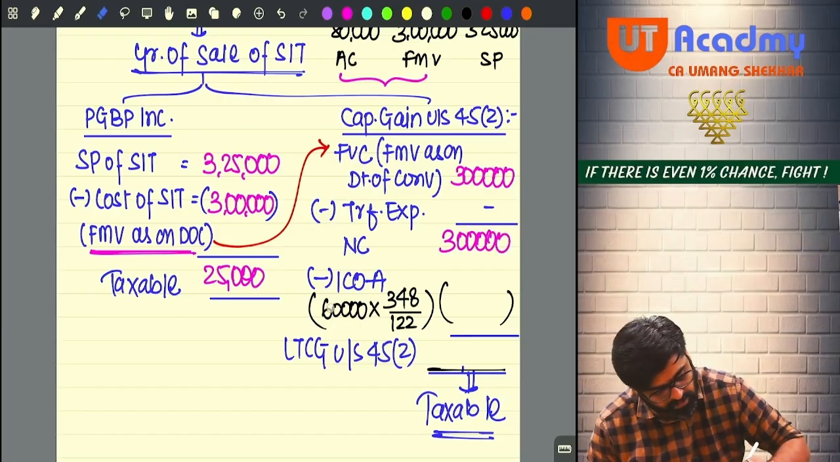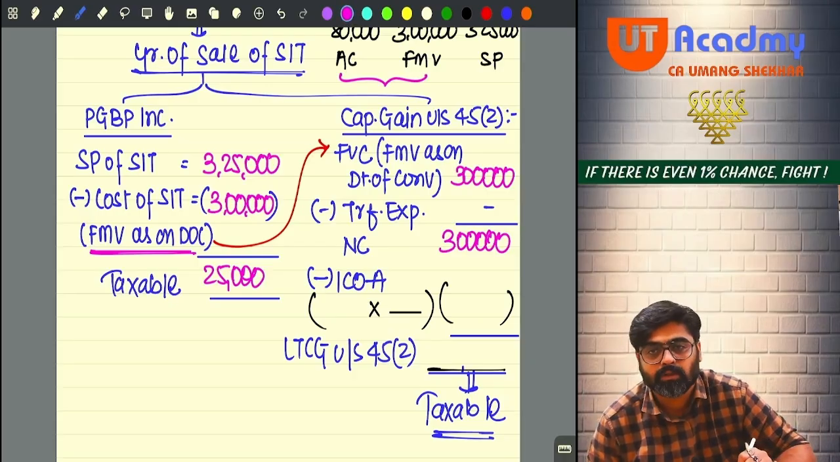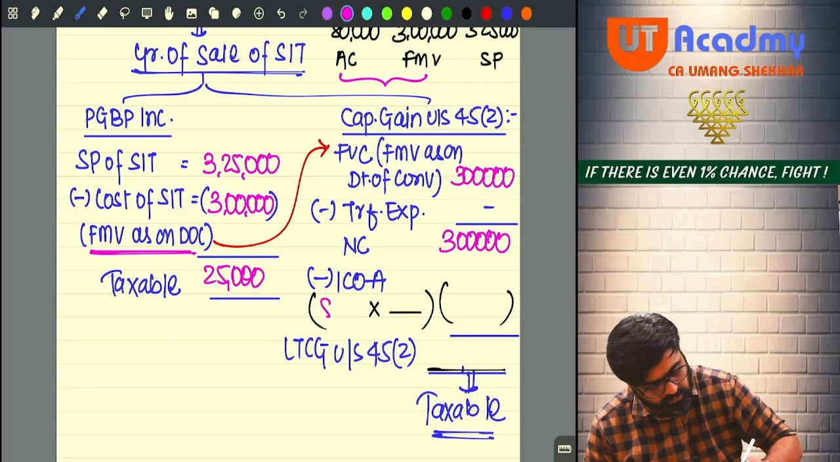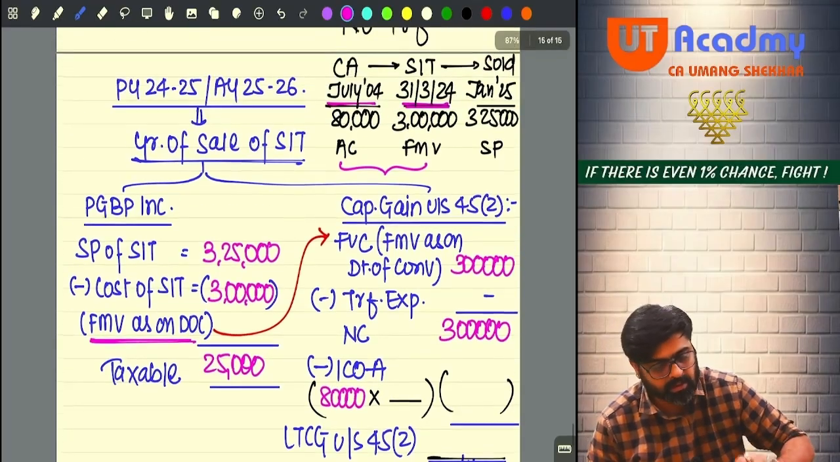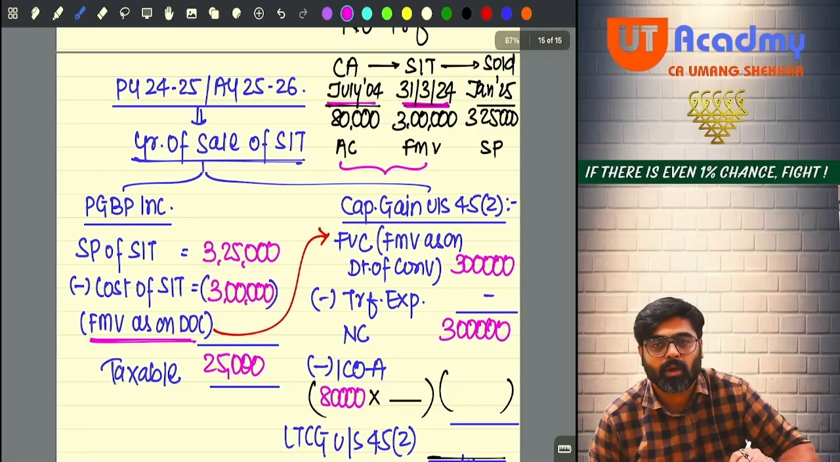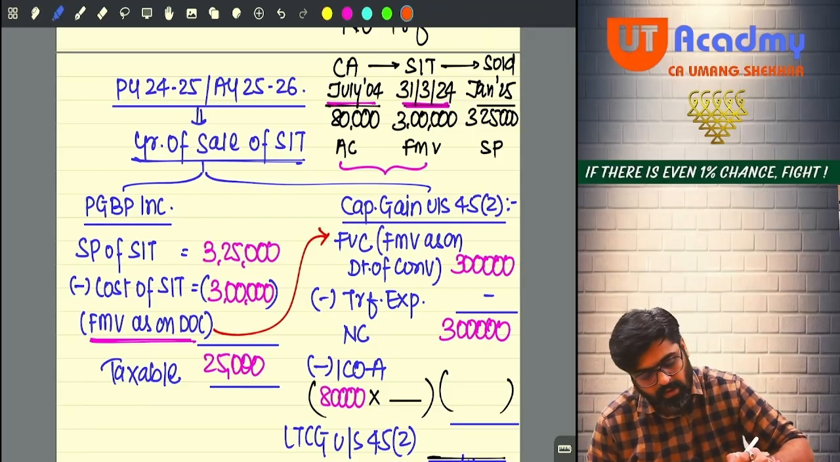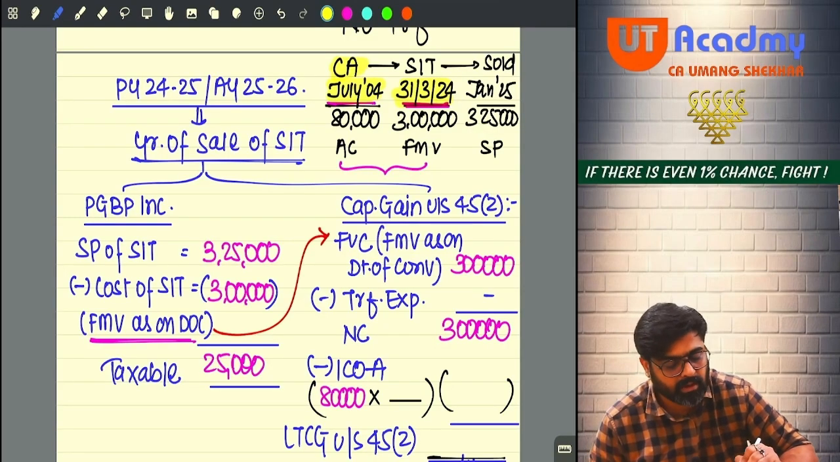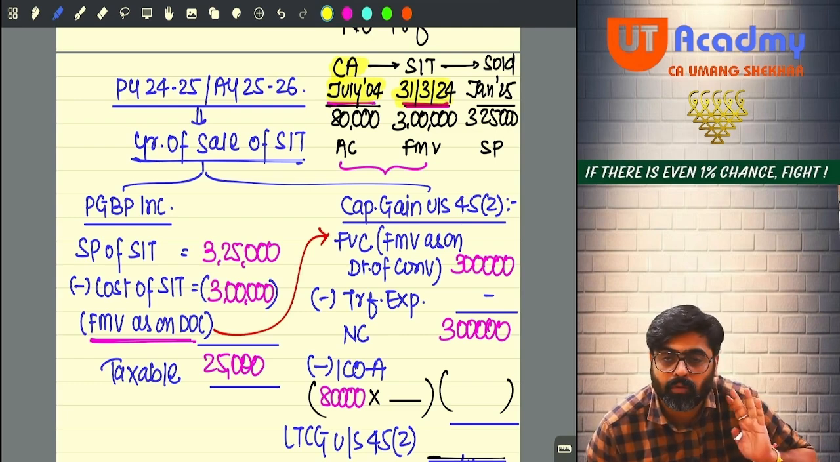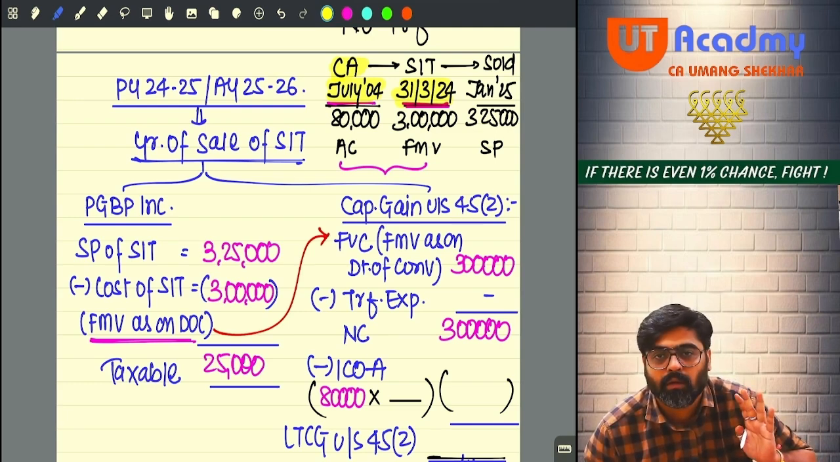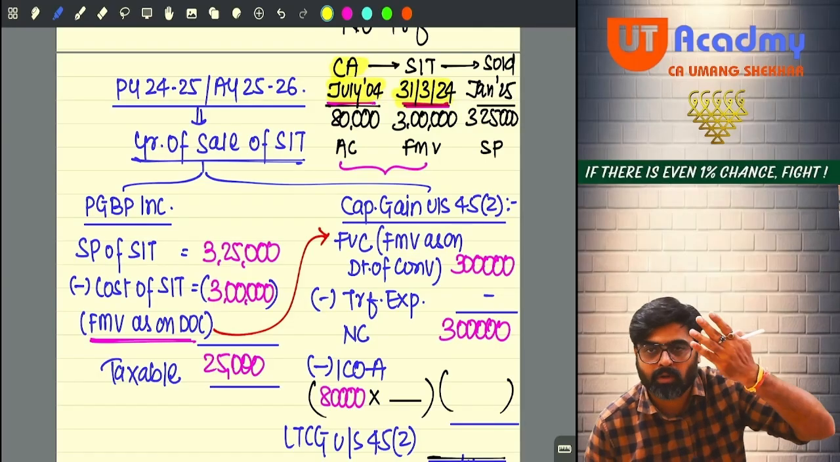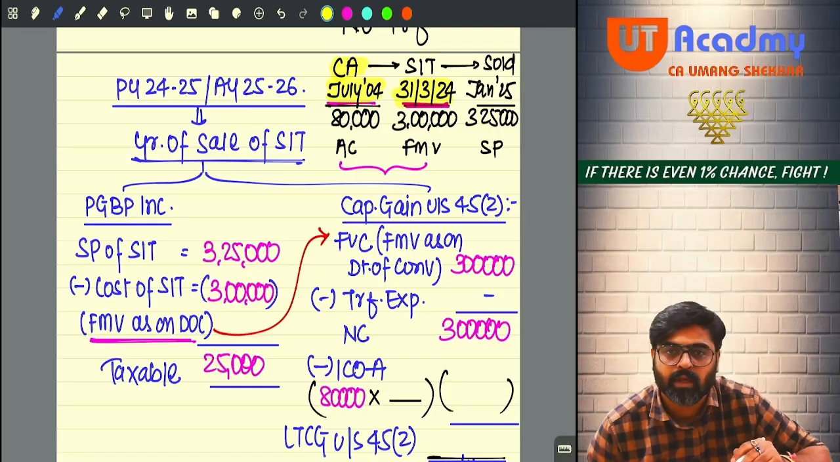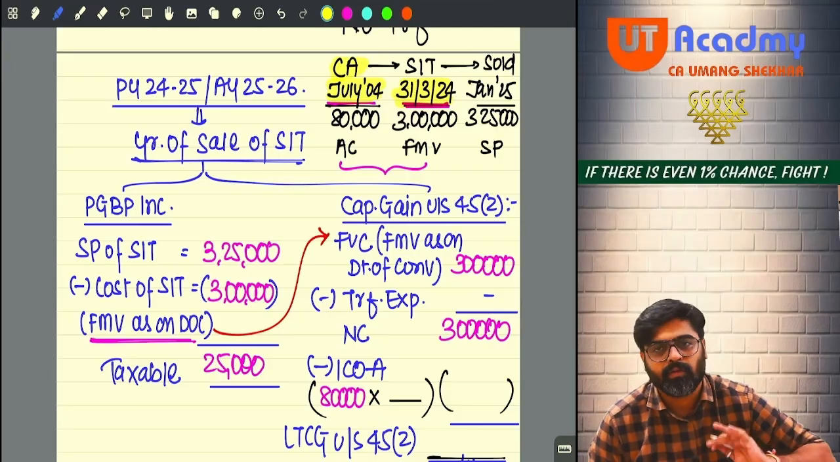Now, cost of acquisition of the capital asset was 80,000. So 80,000 will be indexed or will not be indexed, depending on the period of holding. Please check. Capital asset was plot of land, acquired in July 2004, and it got converted on 31st March 2024. That is a 20 year period of holding. For a plot of land, the period of holding should be more than 24 months. Is it more than 24 months? Yes. Plot of land is a long-term asset.